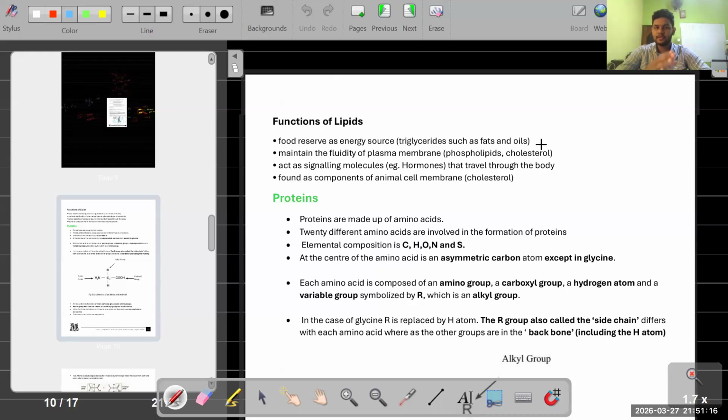Now you will be learning this in unit number 5, when we will be learning about our human body. Simply you should understand that lipids are acting as energy sources. Will you agree with that point?